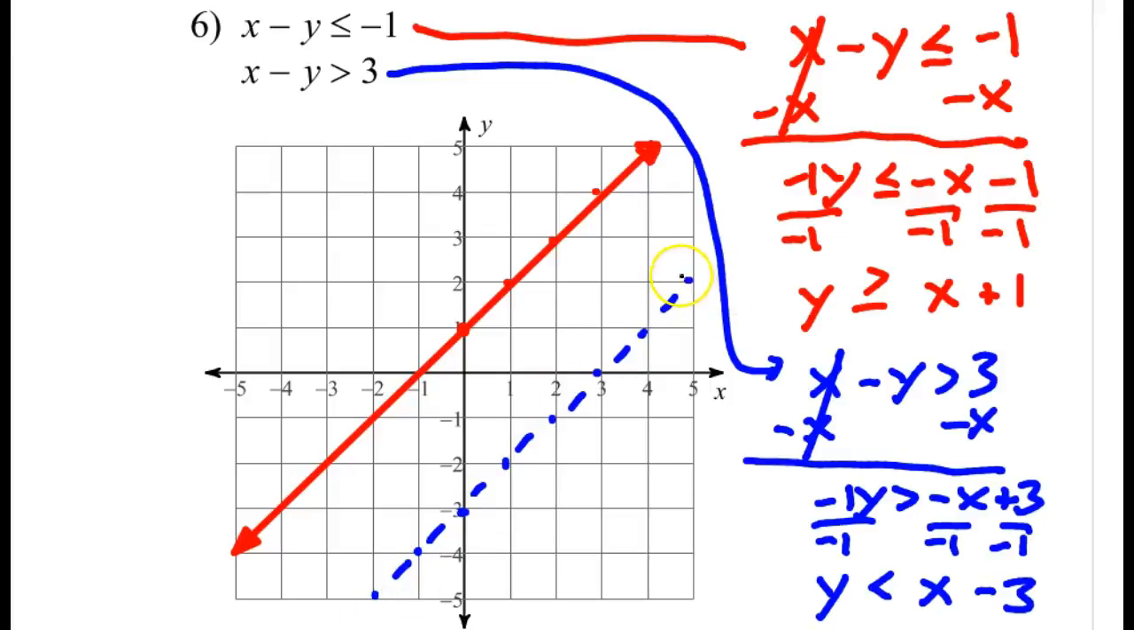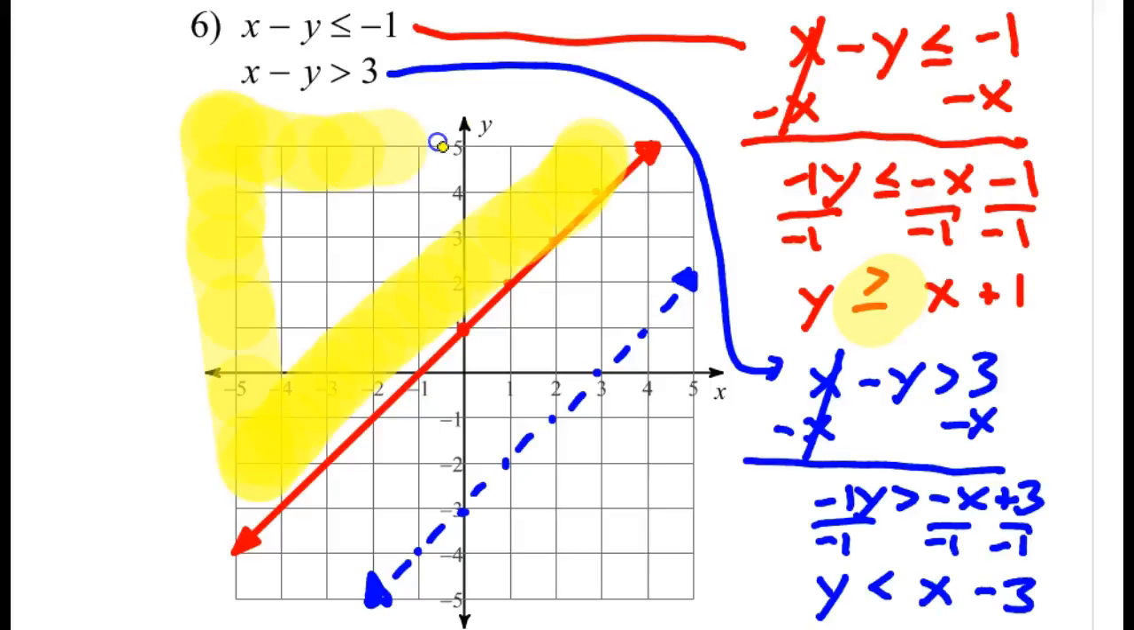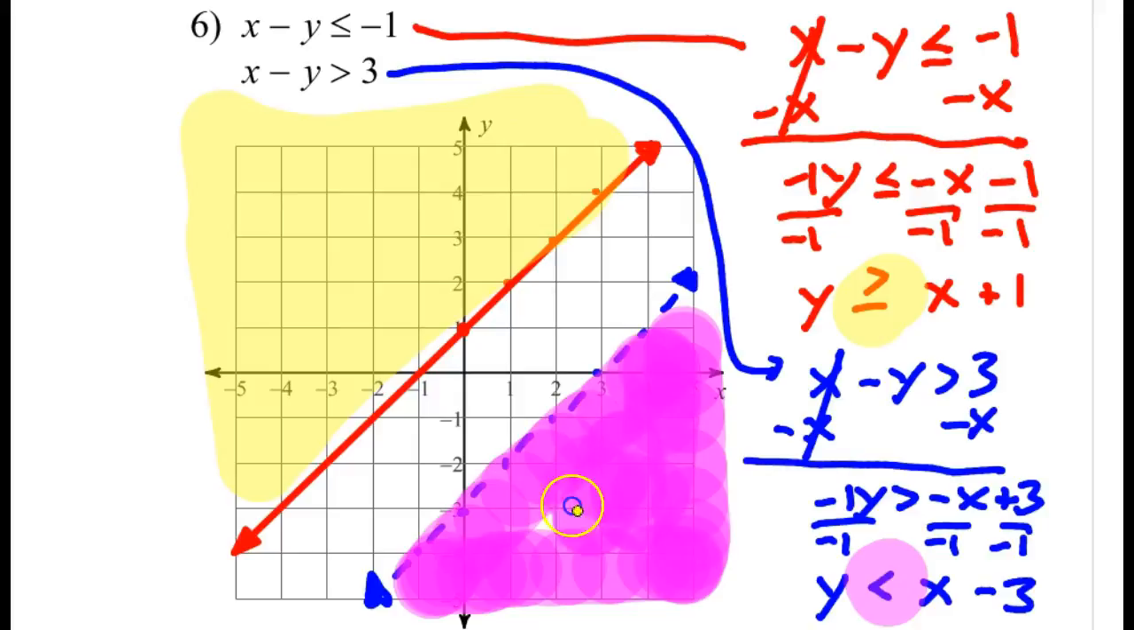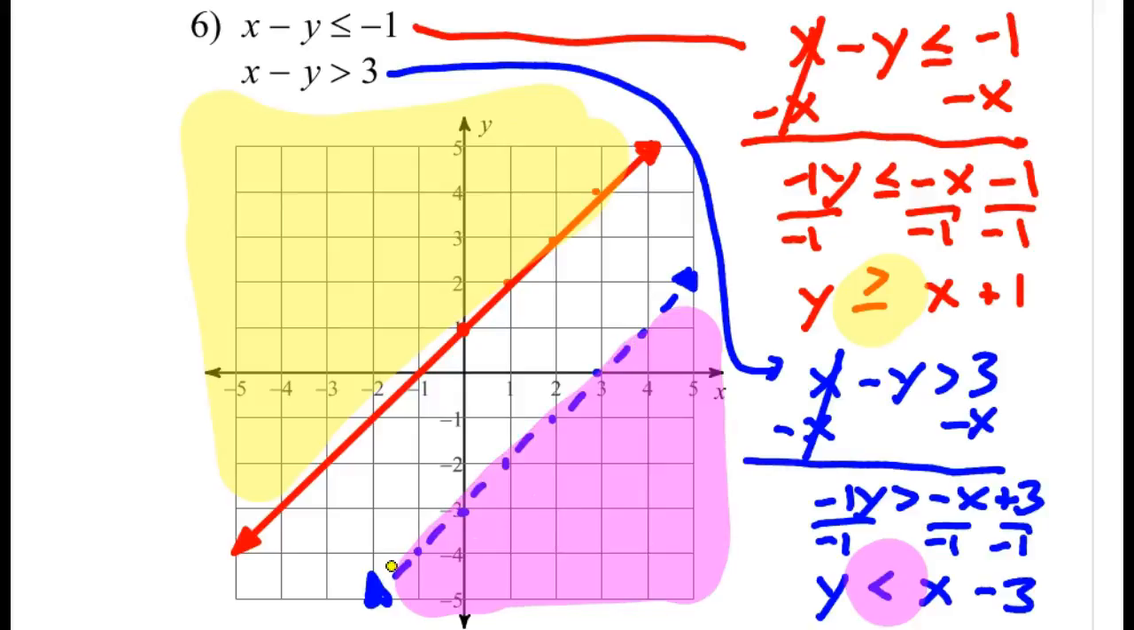Maybe a second to catch up with the work. You should have everything you see up there on your paper right now. Look at this with the shading. So we need to do everything above the red line. And then down here, it's everything below the blue line. So where does the shading overlap? Nowhere. So what's the answer? No solution.